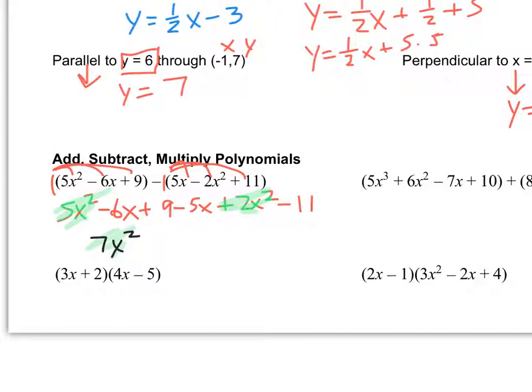Then I have -6x minus 5x. So that would give me -11x. And then my last one is, we'll do blue, 9 and -11. So 9 minus 11 is -2.